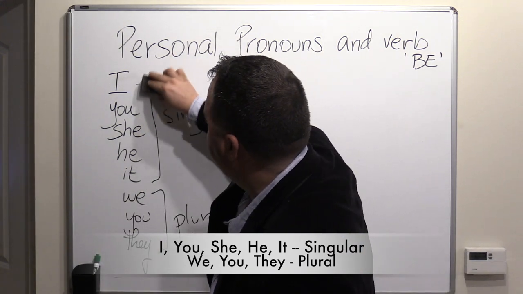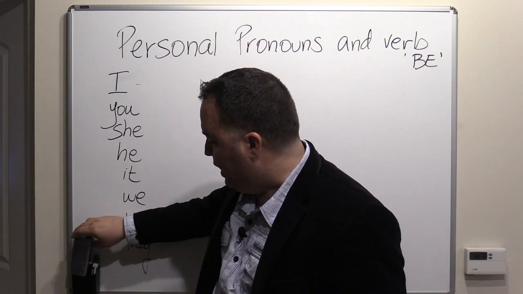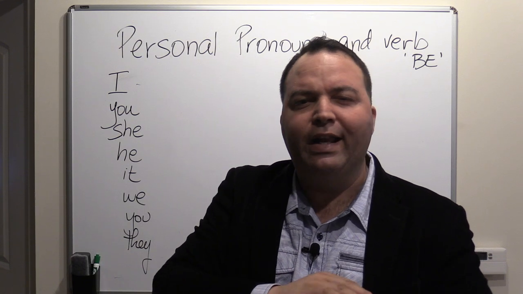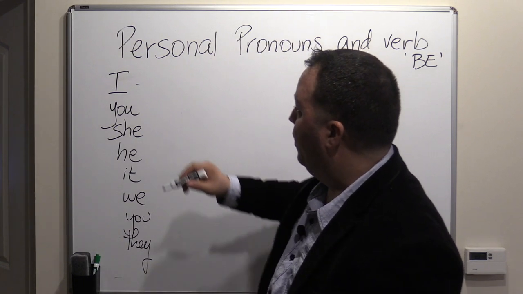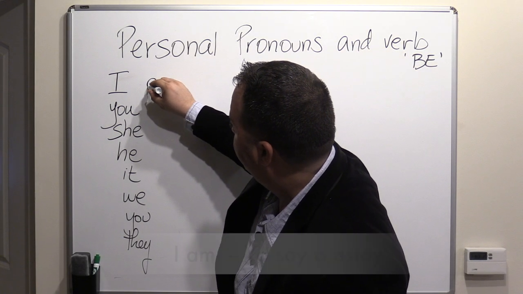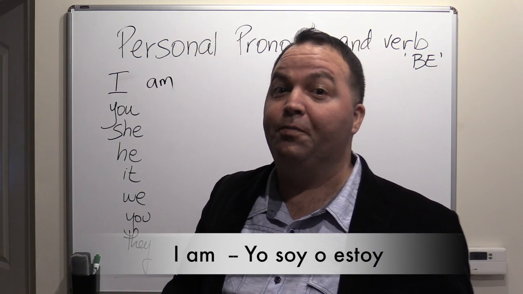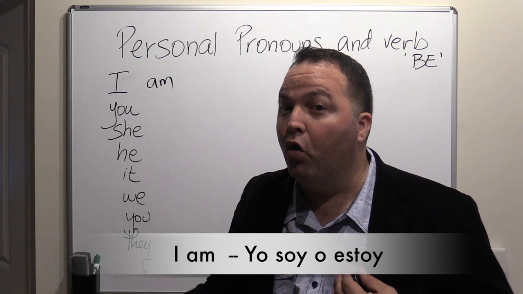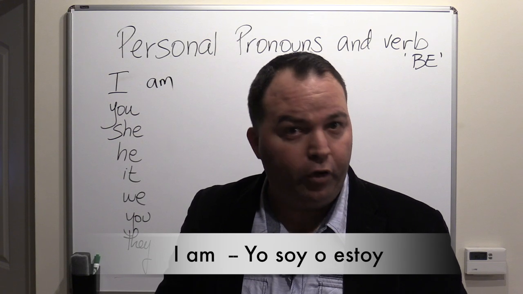So, let's see now the verb be. Veamos ahora el verbo be. Okay. Now, the verb be is a little difficult sometimes, okay? The verb be is difficult in any language. El verbo be es difícil en cualquier idioma, okay? So, here, for I is... And by the way, the verb be is el verbo ser o estar in Spanish, en español, okay? Para que entiendan. So, en este caso sería yo soy o yo estoy. I am is yo estoy or yo soy.